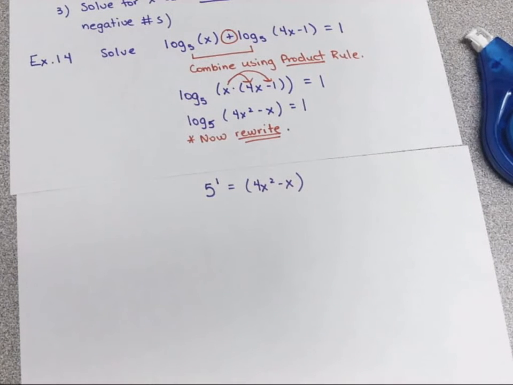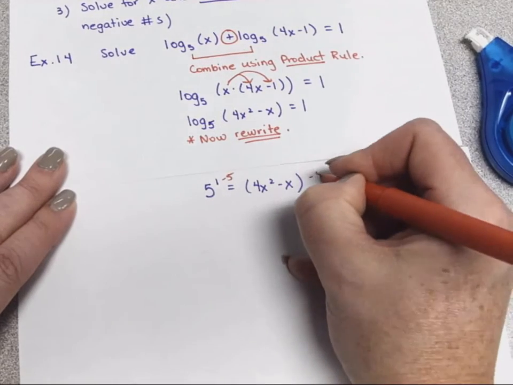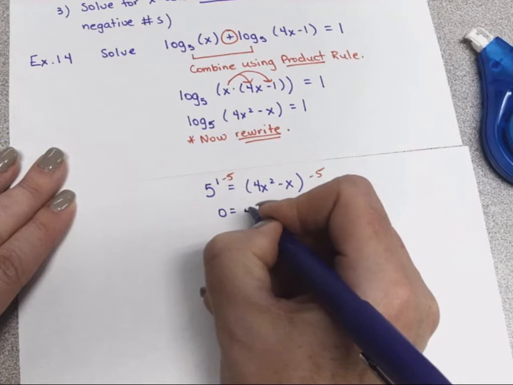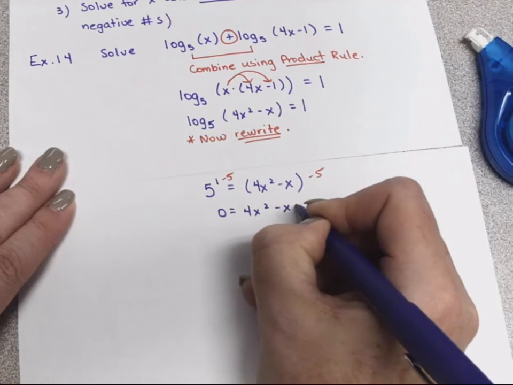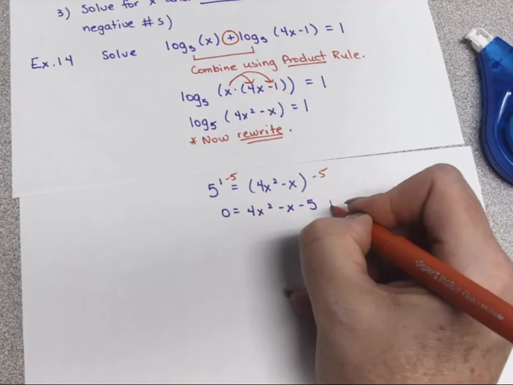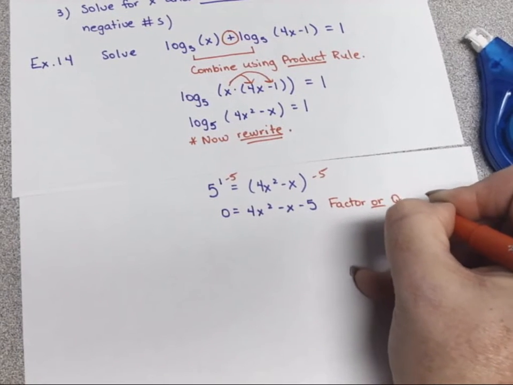So why is this better than what we started off with? What does it not have in it anymore? No more logs, right? So now we just need to solve it like an x squared equation. So I'm going to move 5 to the other side, because I need to have the x squared equation equal to 0. So right here, I'm either going to factor or I'm going to use quadratic formula.